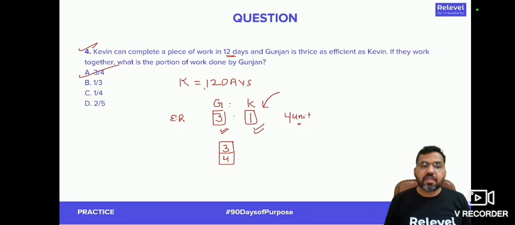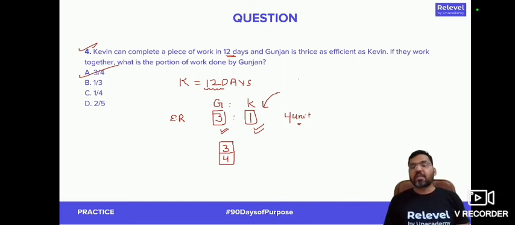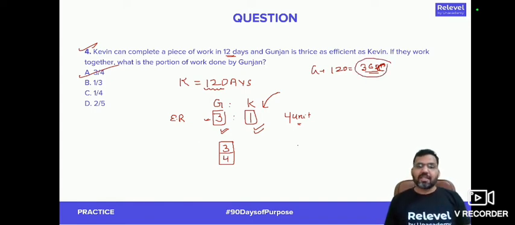Even if I use this information, my answer will not change, because when I say that Kevin is eating three chocolates in a day, then in 12 days Kevin will be eating 36 chocolates, right? And Gunjan is eating 36 chocolates, right? And by the time Gunjan is eating 36 chocolates, that's my total work. So out of 4 units, Gunjan is doing 3 units, and Kevin is doing 1 unit.